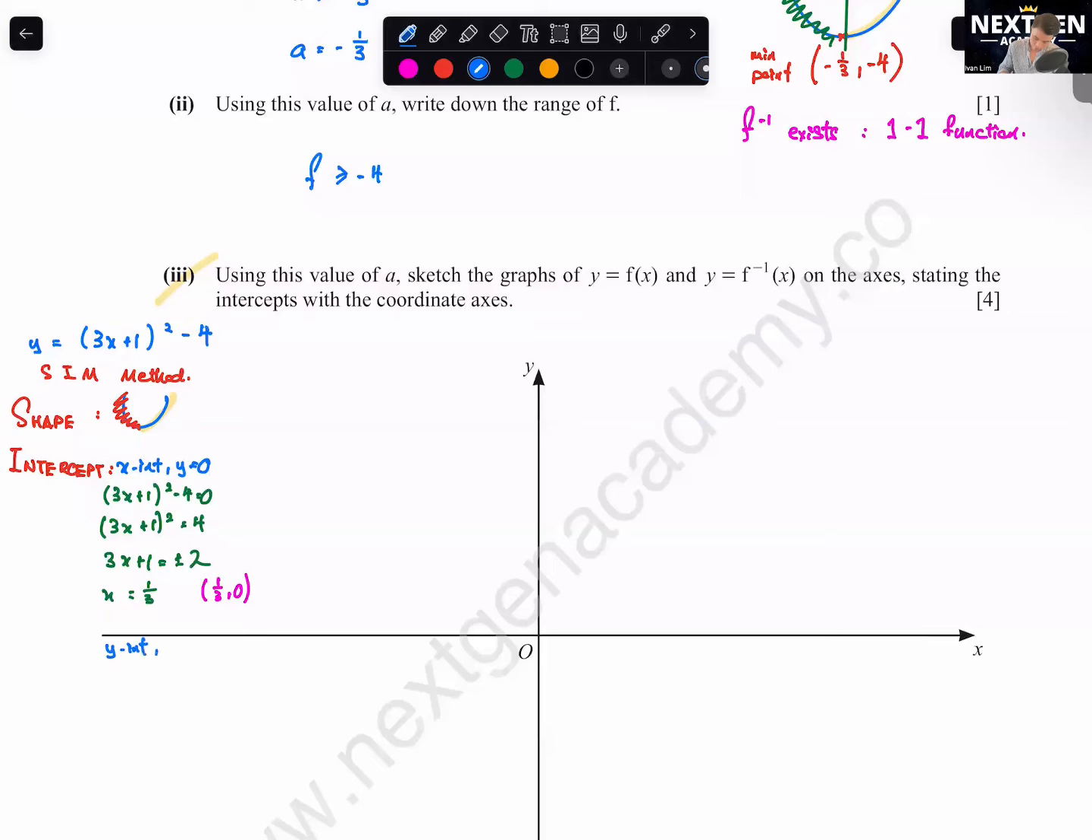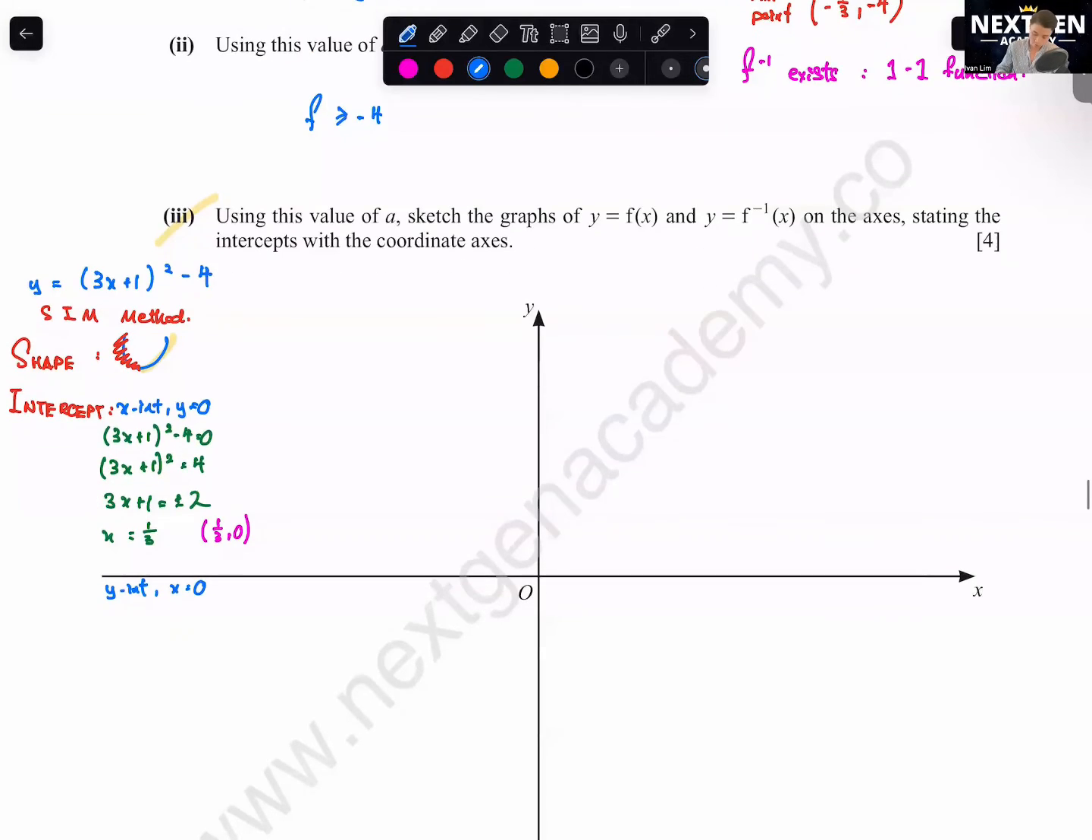Second one, y-intercept. For the y-intercept, x equals 0. So go and solve for this one here. y equals 1 squared minus 4, which is y equals negative 3. Here you get (0, -3). All good? Okay, third thing, your maximum or minimum point.